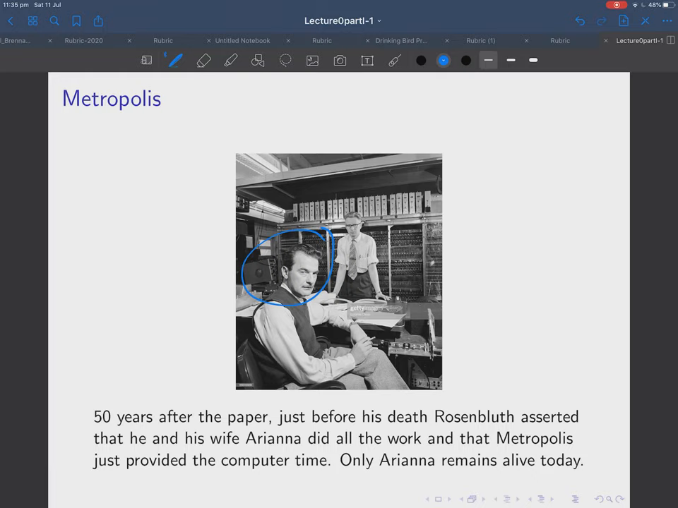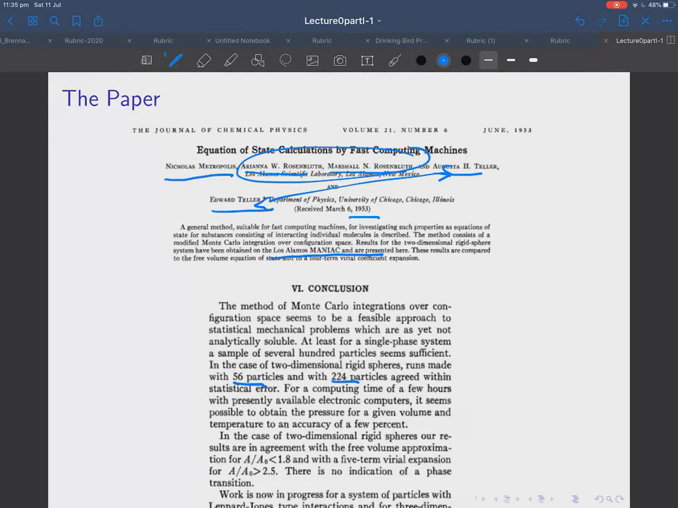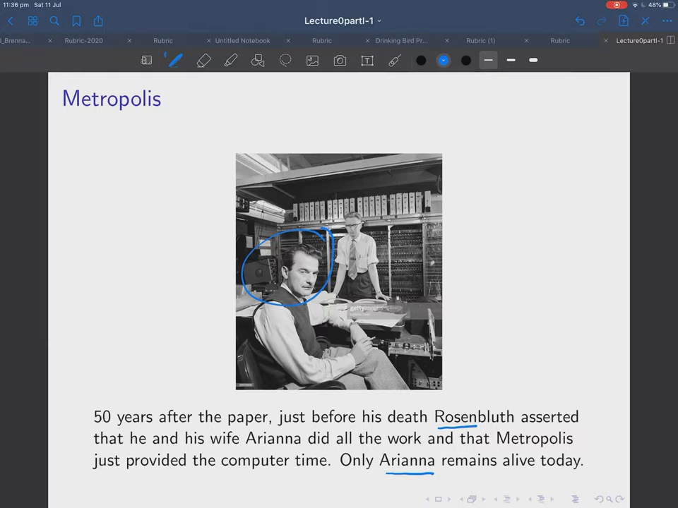Fifty years after the paper was written, just before his death, Rosenbluth asserted that he and his wife Arianna did all the work and that Metropolis just provided the computer time. It is difficult to check this assertion. Only Arianna of the five authors is still alive at the moment. The thing I would say about this is that this kind of thing happens all the time in science. You see papers with enormous numbers of authors. In this case, there are only five, but you often see papers with many, many authors. Often it's only one or two people who've actually done anything significant on it. Whether you think that's completely ethical or not, it's the way things work.